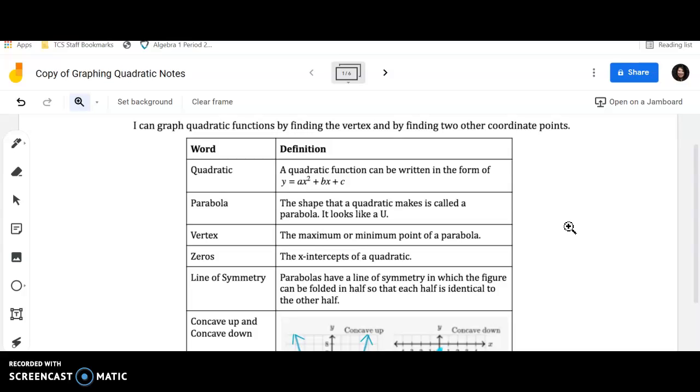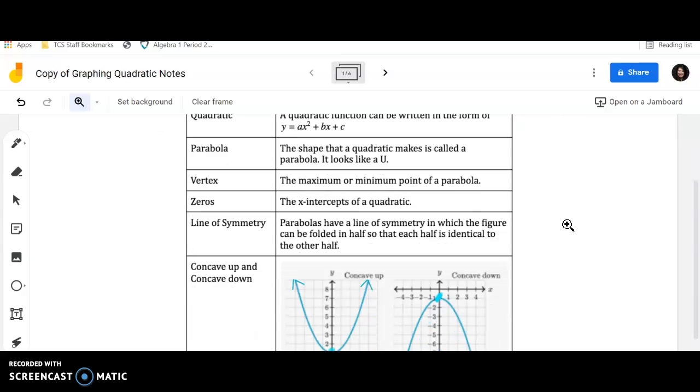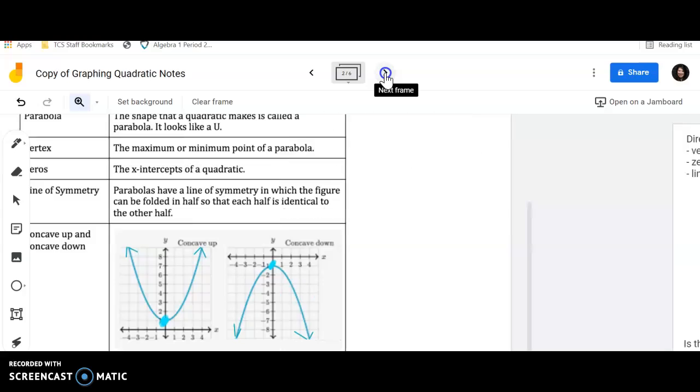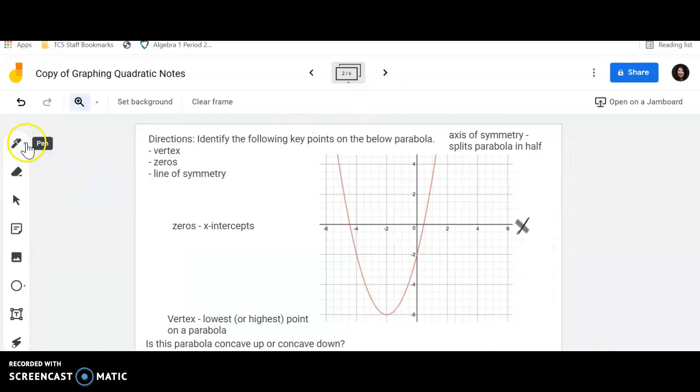Every parabola has a line of symmetry in which the figure can be folded in half so that each half is identical to the other half. It's like a mirror image. And then concave up and concave down. The left, that's concave up, where the vertex is the lowest point on the y-axis. And then concave down is right here on the right, where the vertex is the highest point on the y-axis. So this slide wants us to find the vertex, the zeros, and the line of symmetry.